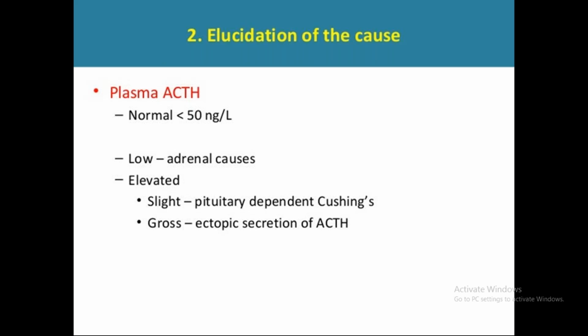And next is the measurement of the plasma adrenocorticotropic hormone level, ACTH. You know that adrenocorticotropic hormone is released from the anterior pituitary gland. Normally you can see less than 50 nanograms per liter. In adrenal causes you can see very low levels, in slightly elevated levels you can see pituitary dependent Cushing syndrome, and gross elevation of the adrenocorticotropic hormone leads to ectopic secretion of the hormone.